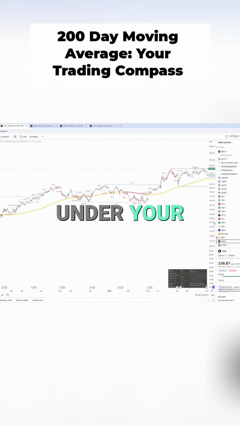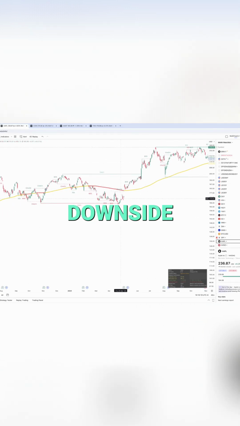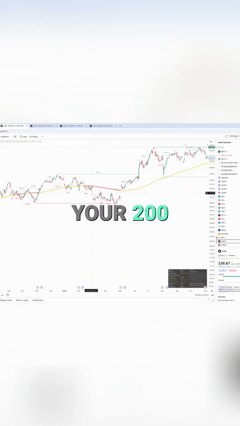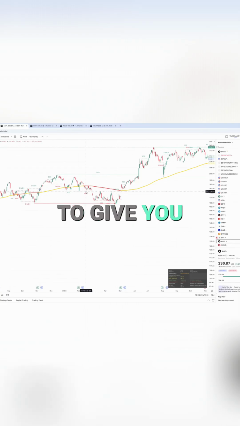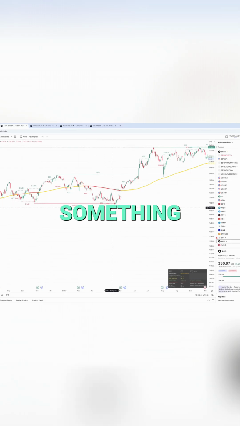If the stock is under your 200, your bias has to lean toward downside, because once you're under your 200, the overall trend of that stock is bearish. So even though it's pushing up, when you're under your 200, unless you have something to give you an early reversal signal, this is not the time to be hammering long calls, unless you're at a critical support level or a demand zone or something like that.